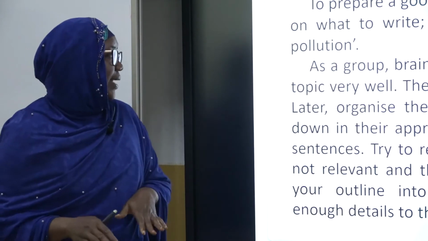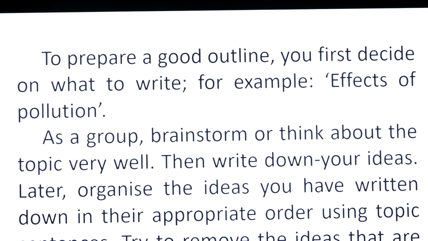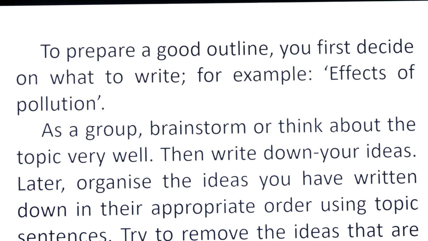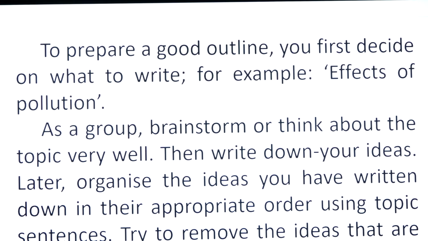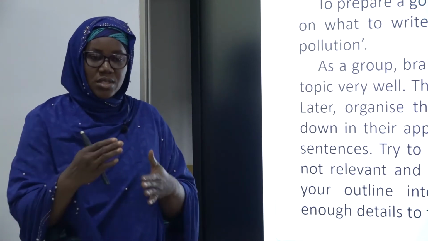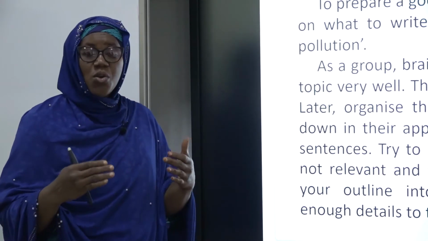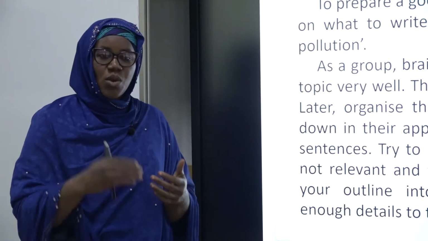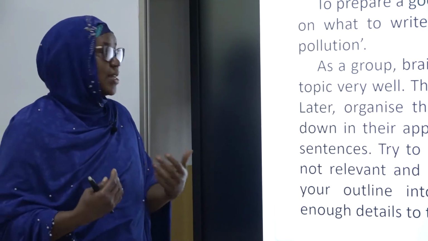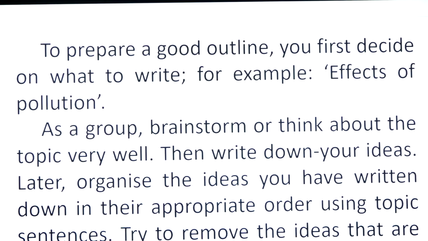To prepare a good outline, you first decide on what to write. For instance, effects of pollution. You don't just start writing. You can't just write on anything, but you decide, what do I want to write about? If you have effects of pollution, for instance, if you are writing in a group, as a group, you brainstorm, you put ideas together. How do we write our composition? What comes first, next, and follows? But if you are alone, you can as well do that. Then write down your ideas.